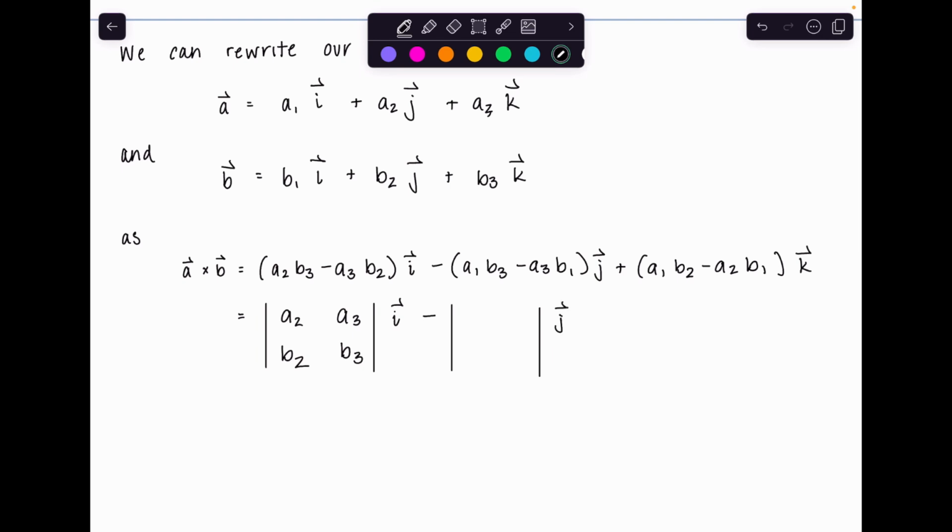Then we have the minus out front here with J. And then our main diagonal is A1 B3. The off diagonal is A3 B1. And then the last component is K times this determinant. The main diagonal is A1 B2. The off is A2 B1.